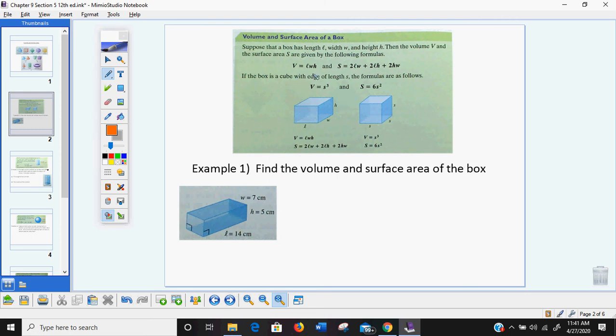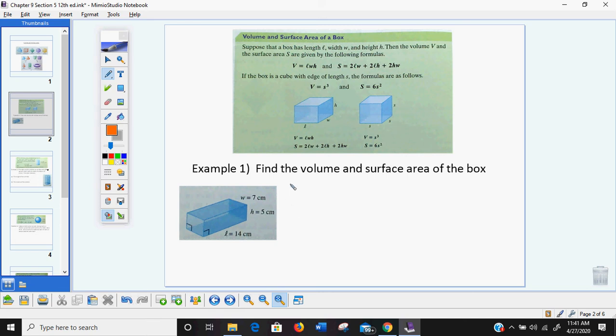The volume of a box is length times width times height. That will give us the amount in the box. Surface area, remember we have two sides that are the same here. These two sides will be the same. The top and the bottom will be the same, okay? So we're going to do 2 times the length and the width, 2 times the length times the height, and 2 times the height times the width. That will cover all 6 sides of the box.